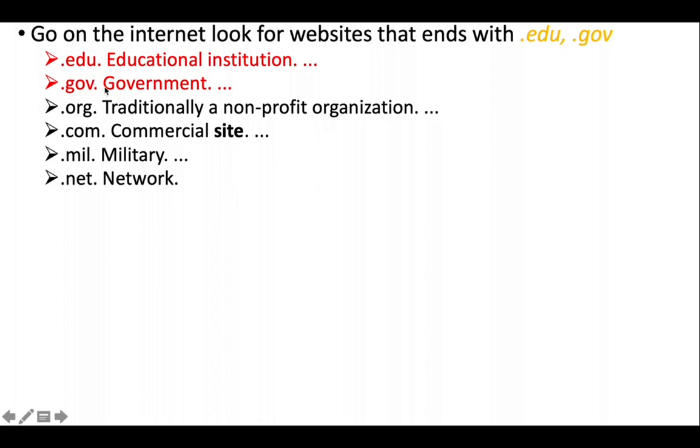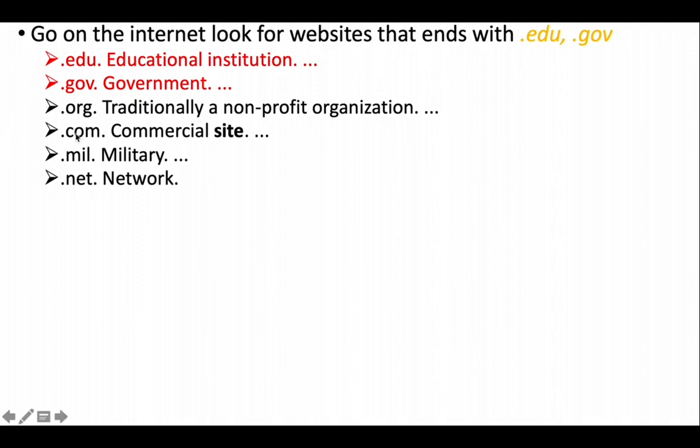That ends with .edu, which means educational institution, and then .gov, which is government, but avoid these other ones. When you find that the website ends with .org, it means that it's traditionally a non-government, non-profit organization.